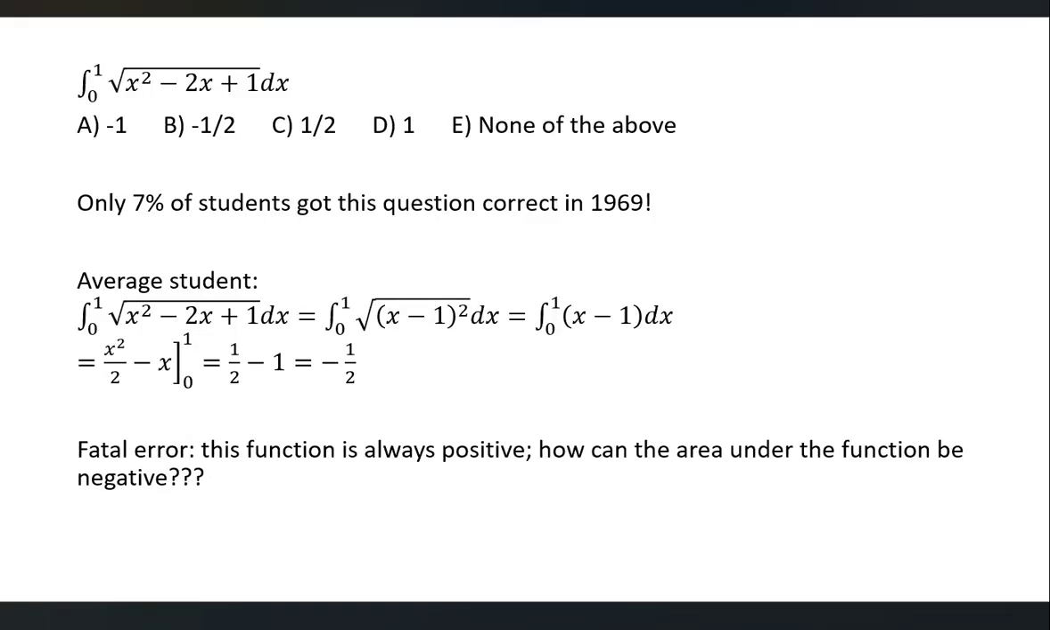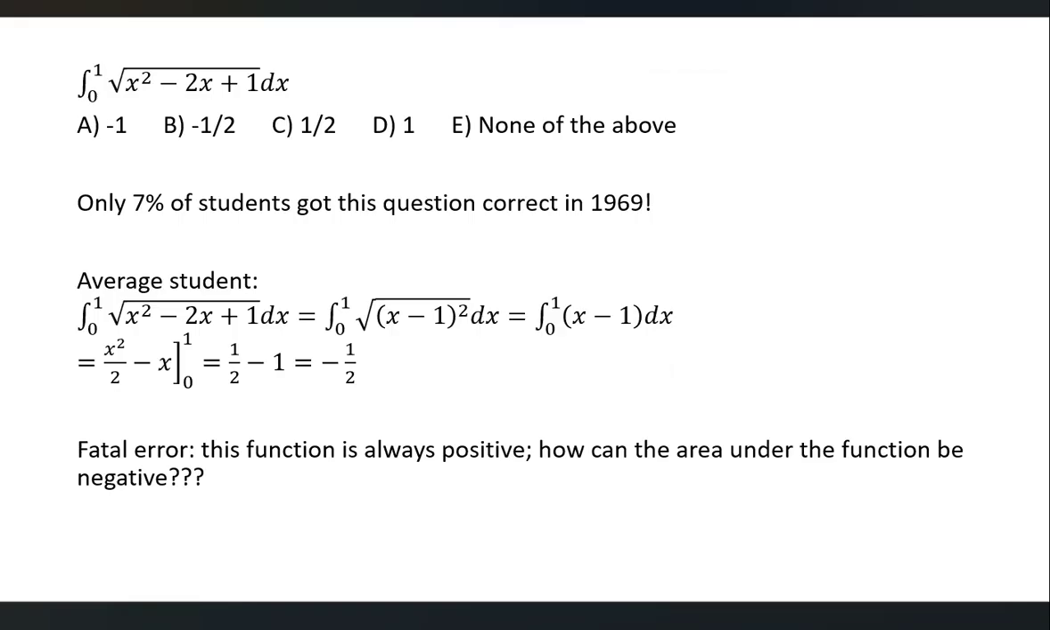Next, 7% of students got this question right. There's a fatal error that over 90% of students made. This is the integral from 0 to 1 of the square root of x squared minus 2x plus 1 dx, okay? So this is probably what the average student did, just doing things procedurally without thinking, okay?